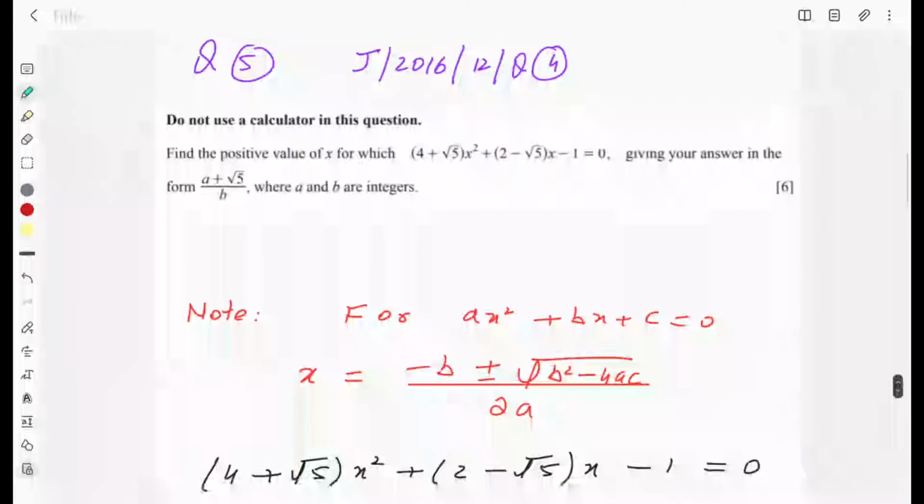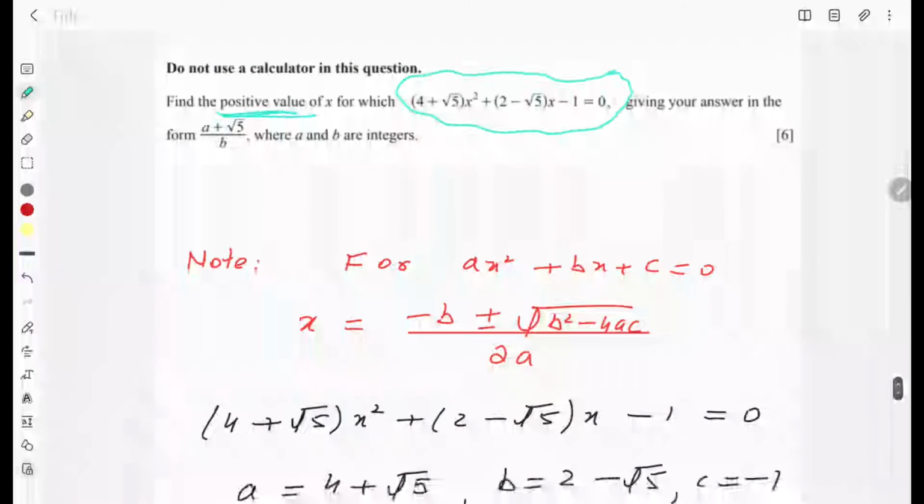Another example, it came in June 2016, variant 1.2, question number 4. You have to find the positive value of x. Now let me point out, positive is very important. An equation is given to you and you have to find the value of x. Now how to proceed?